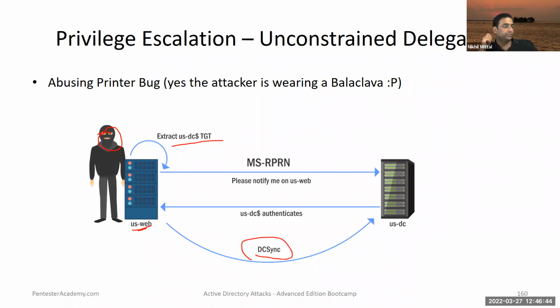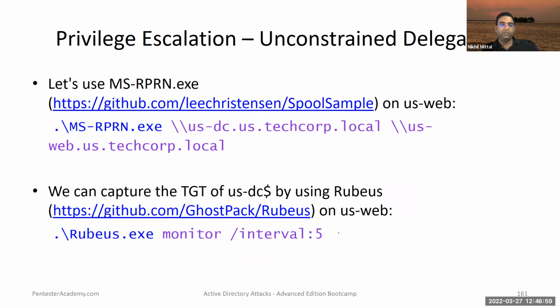All right. So let's do this. Once we have the TGT, we can use it to run the DCSync attack. How do we run MS-RPRN? We can use this or SpoolSample to force the authentication, and then using Rubeus, we can capture the TGT.